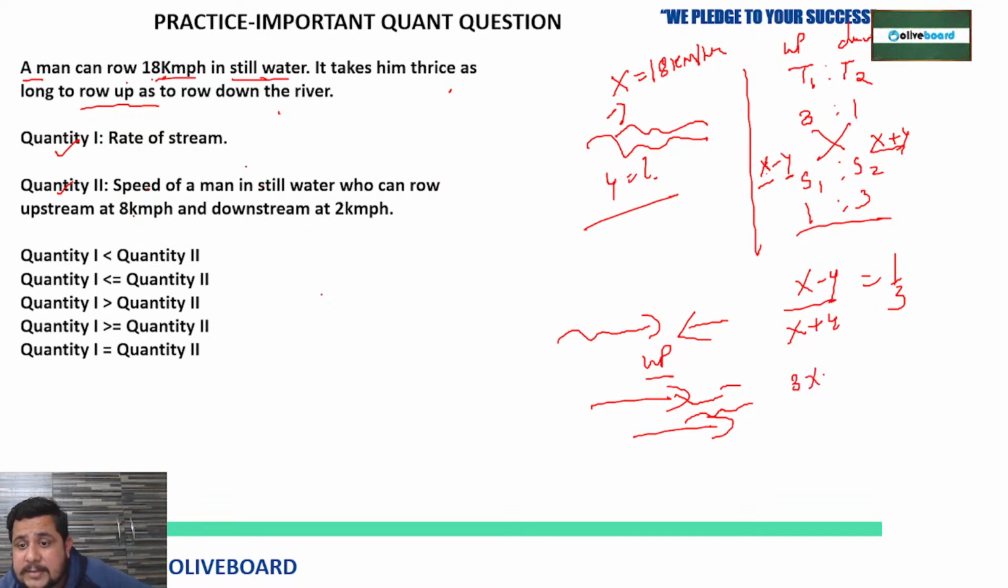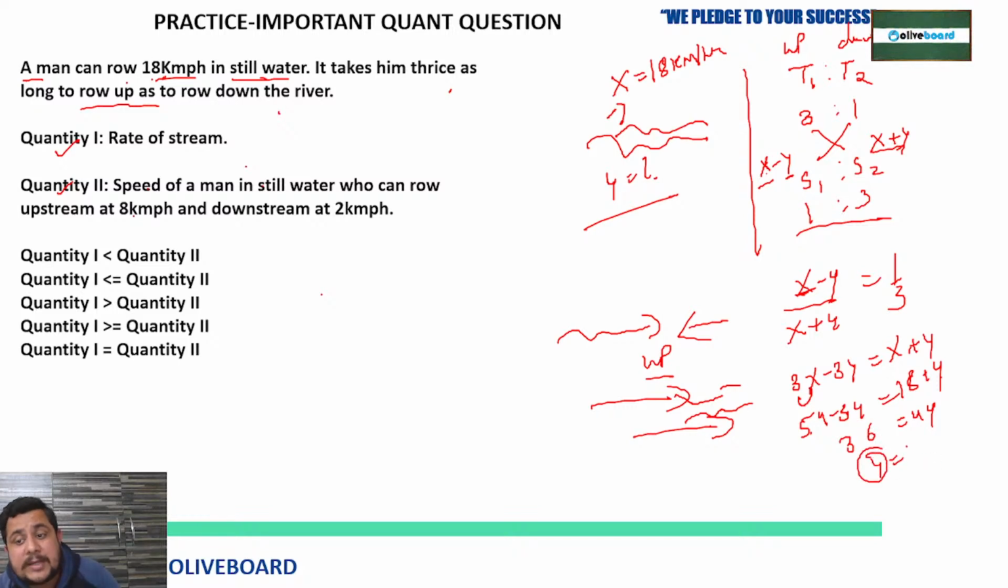So 3x minus 3y equals x plus y, or not? Clear to all of you? We are just comparing the values, and by the comparison we'll get the data. Now we have the value of x, that is 18. So 3 into 18, 54, minus 3y equals 18 plus y. When you transfer the terms, it becomes 4y equals 54 minus 18, that is 36. So the value of y, the speed of the stream, is 9 kilometer per hour.